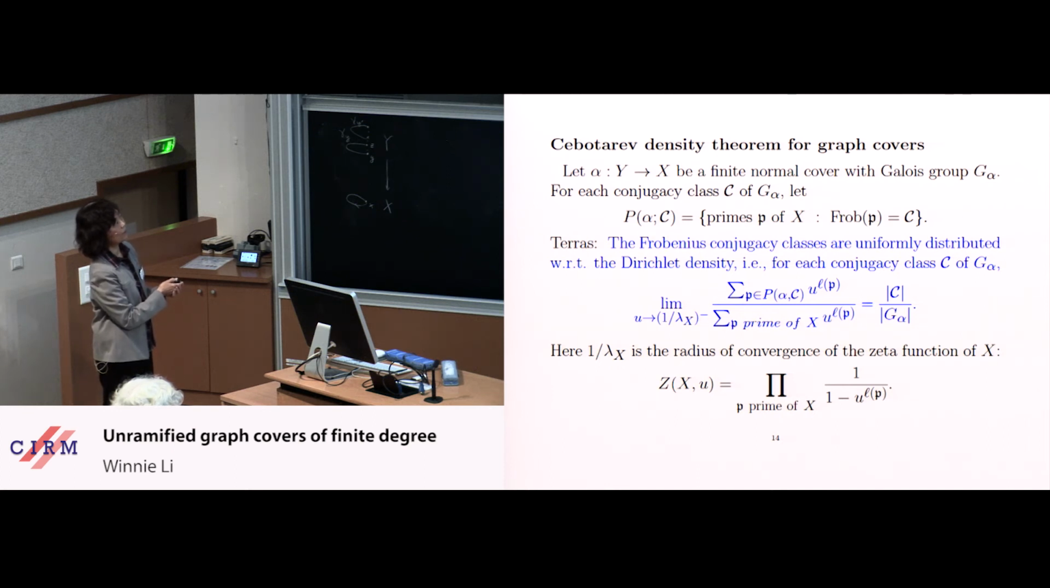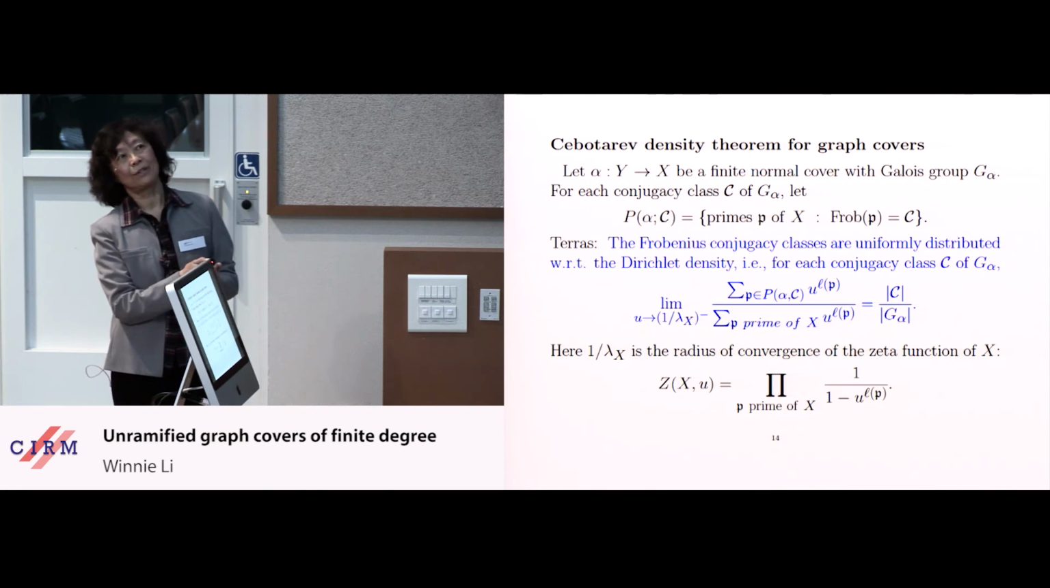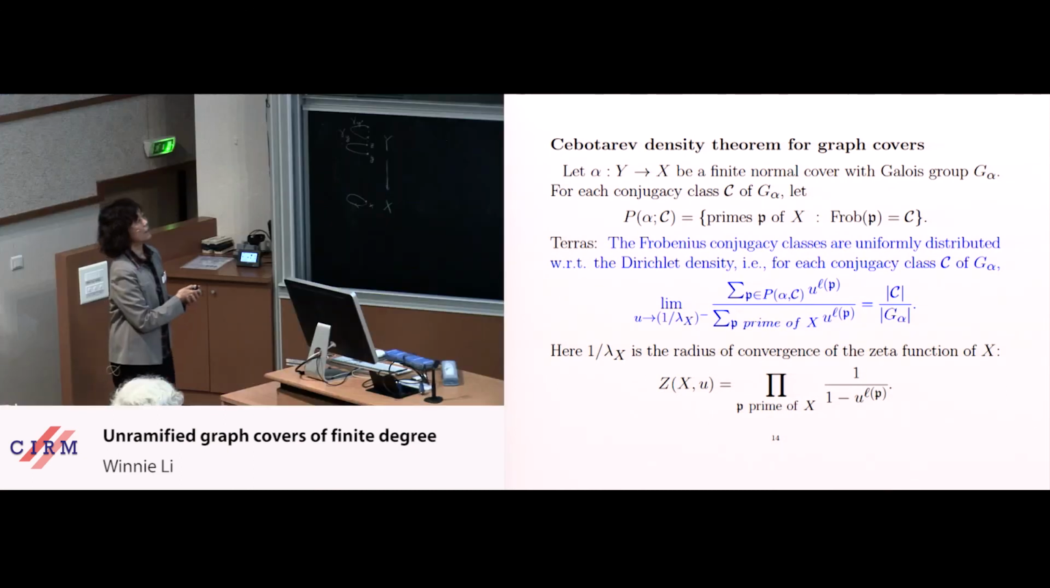We collect all the primes downstairs with the Frobenius class equal to C, and I ask how these primes are distributed. Tara showed that the Frobenius conjugacy classes are uniformly distributed, but with respect to the Dirichlet density. So let me explain a little bit about Dirichlet density.